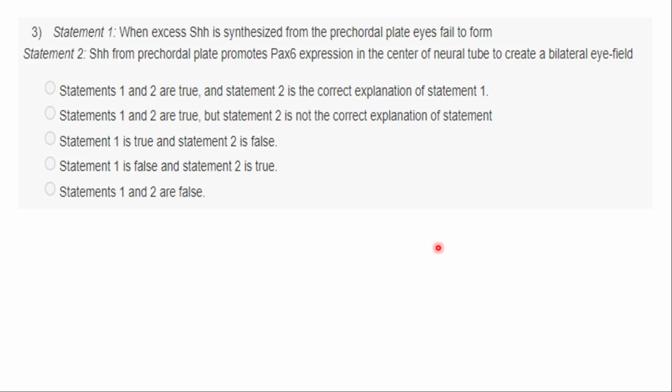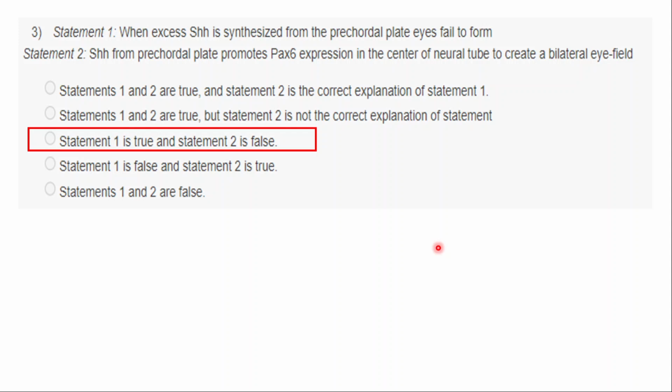Okay, it's time I reveal the correct answer. I see that students have answered option 1. Okay, let me reveal the correct answer. The correct answer is option C. Statement 1 is true, but statement 2 is false.